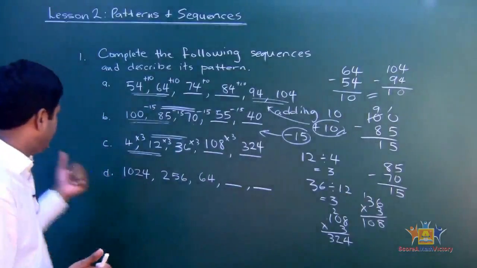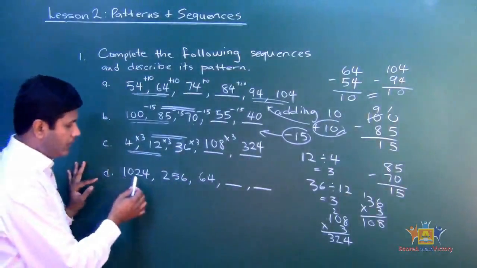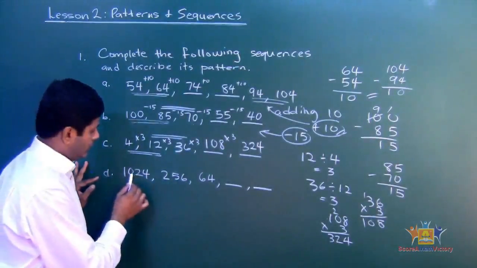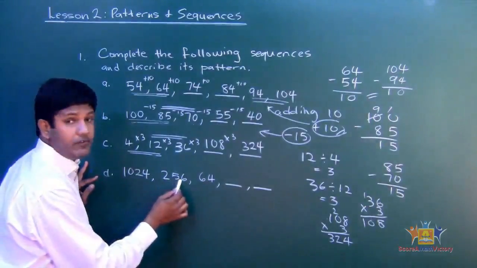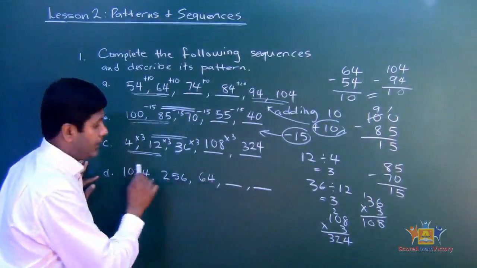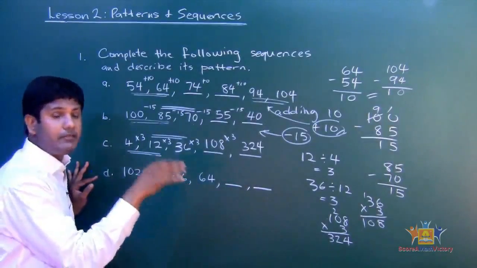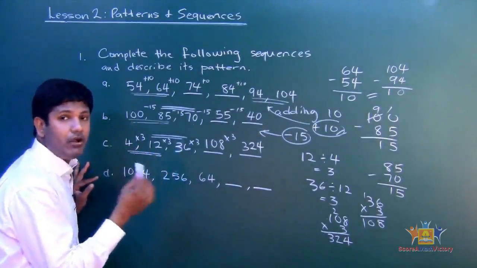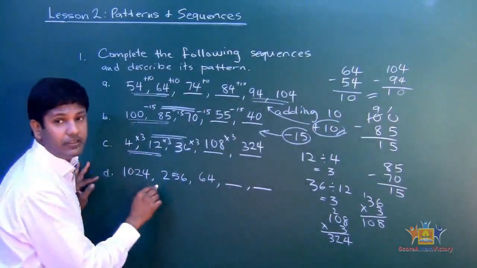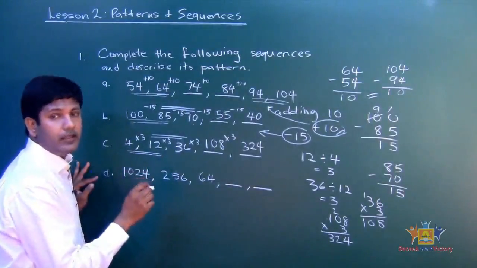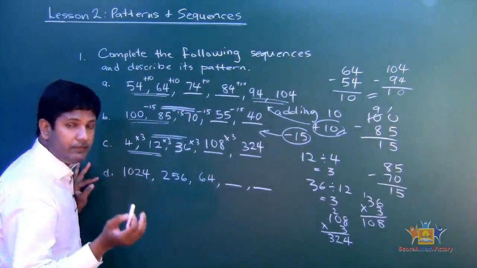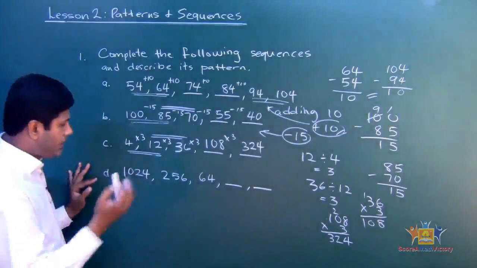Now let's look at the D. Look at that. The number is 1024, 256, 64. It's going which direction? It's decreasing. It's not increasing. That means it cannot be what? Addition or multiplication, because the number is decreasing. So what could it be? Either division or subtraction.